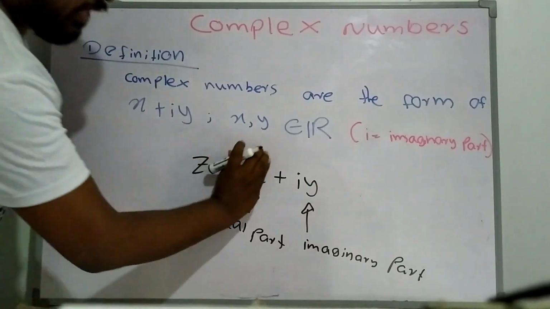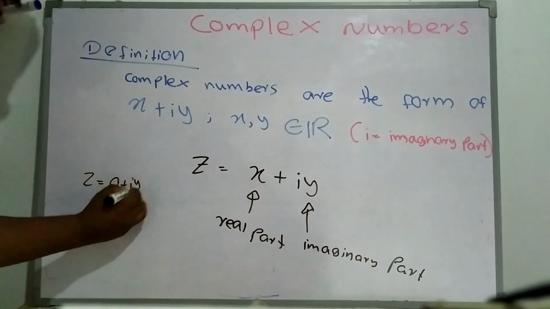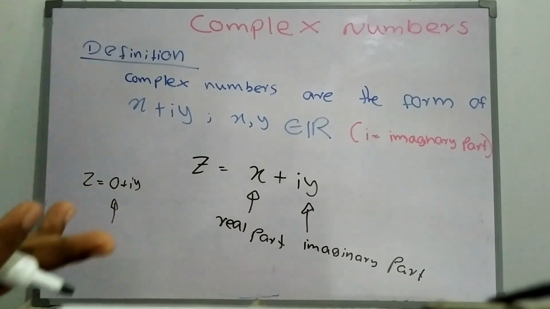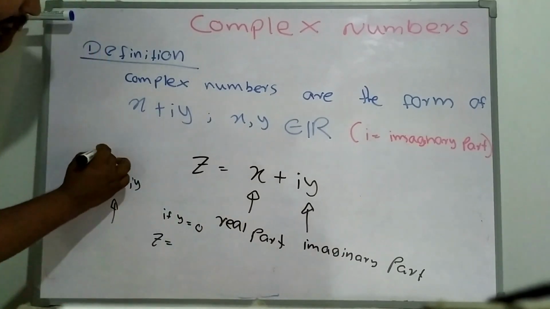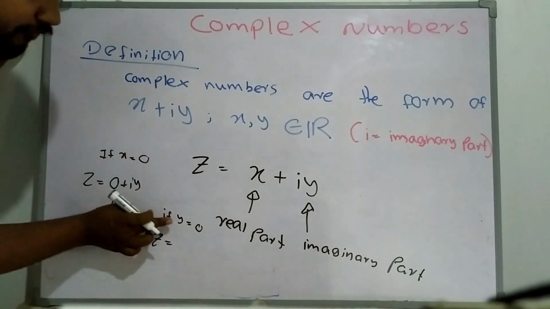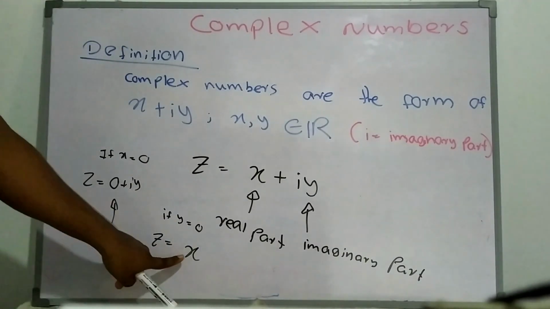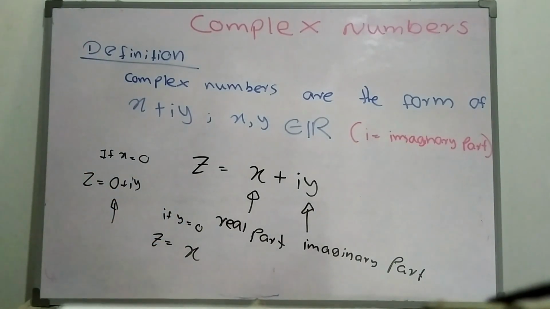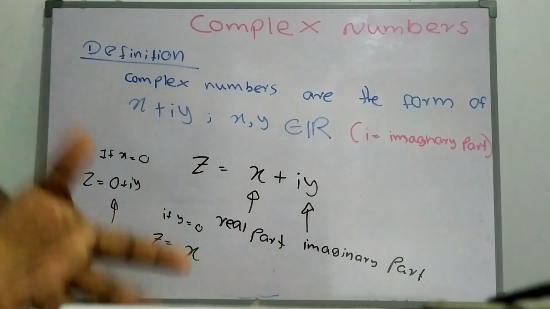If in a complex number x is 0, that is z equals 0 plus iy, these kinds of complex numbers are known as purely imaginary complex numbers. If y equals 0, these kinds of situations we call purely real, as it's like a real number. So for all the real numbers, their imaginary part is 0.